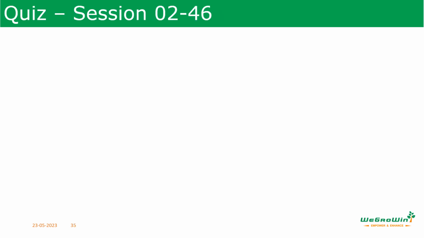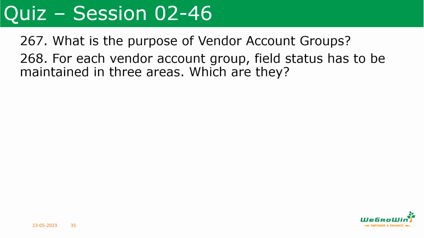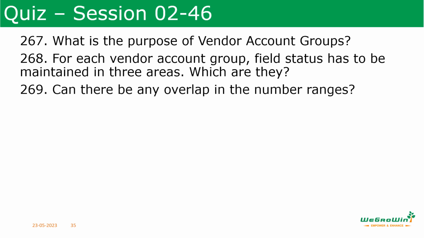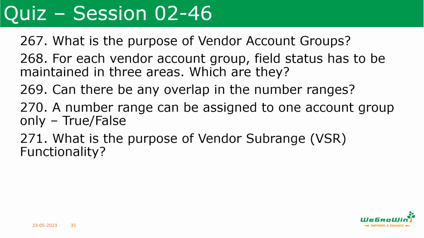Now let us go through the quiz questions for this session. What is the purpose of vendor account groups? For each vendor account group, field status has to be maintained in 3 areas. Which are they? Can there be any overlap in the number range? A number range can be assigned to one account group only, true or false. What is the purpose of vendor subrange functionality, VSR?